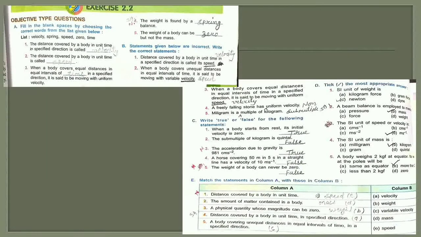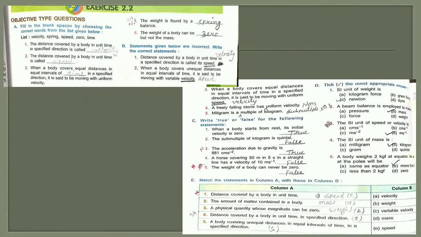Okay. Fifth one, the weight of a body can never be 0. False. Weight of the body is not the constant quantity. It can be changed or it can be 0. So the answer will be false. Okay. Our next question is the choose the correct answer. First one, SI unit of weight is Newton. Okay, so the correct answer will be Newton.